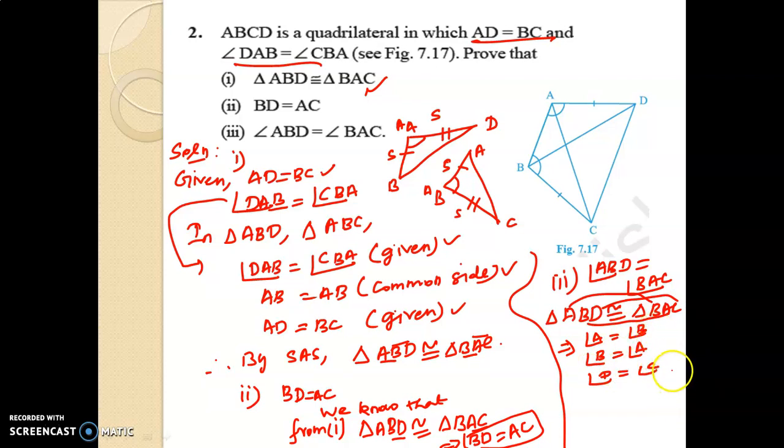Out of the three, this is nothing but the second one, that is angle ABD equal to angle BAC. This is also from the congruency of the first one. Let us continue in the next slide in the next video.